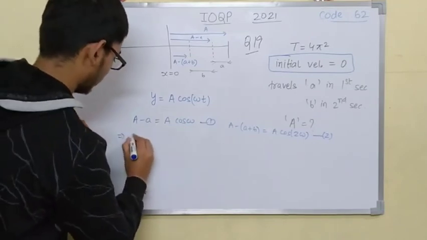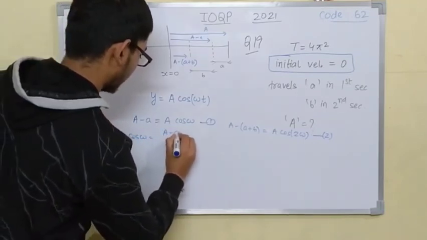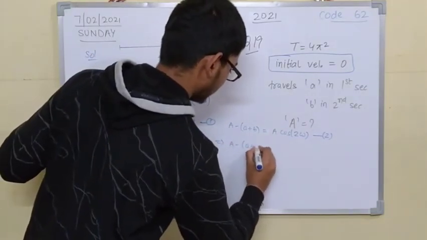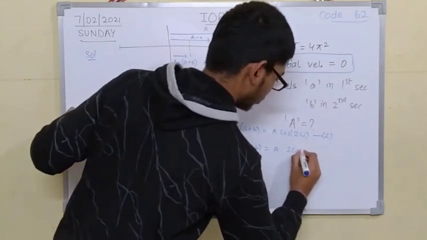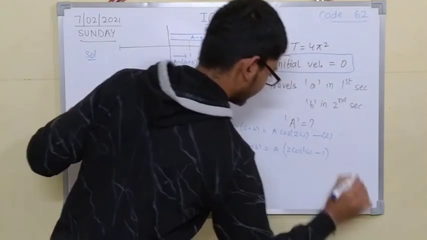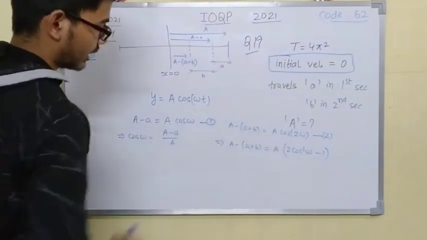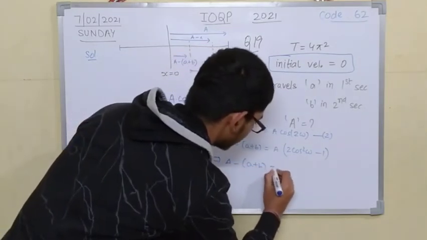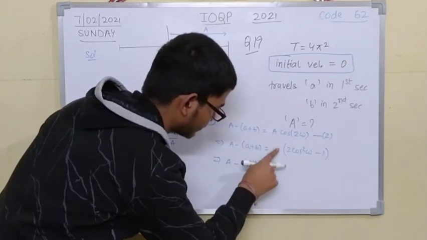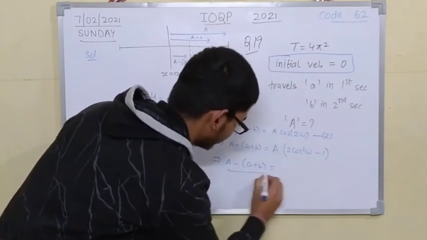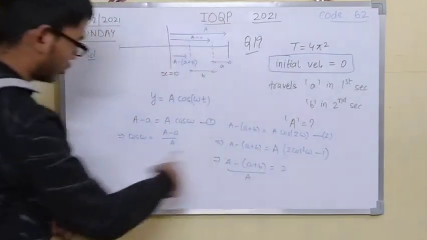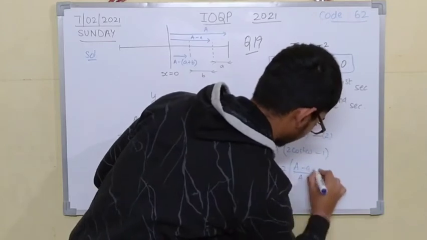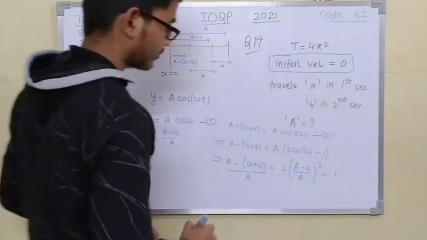From here, cos omega equals A minus a by A, and here A minus a plus b equals A times 2 cos square omega minus 1. Now we'll put cos omega in that equation. A minus a plus b, I am taking this A to the left hand side, equals 2. Now I am putting the value of cos omega, A minus a by A square, minus 1.